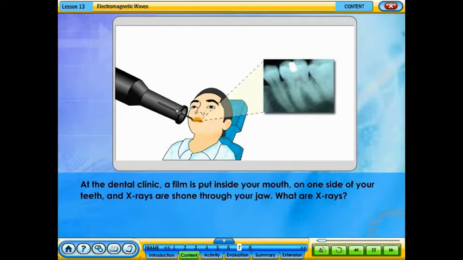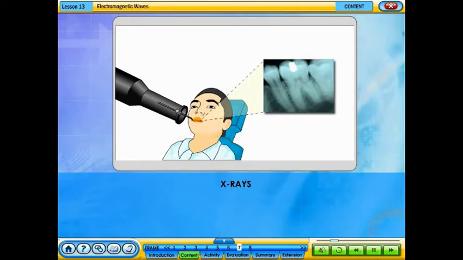A film is put inside your mouth on one side of your teeth, and X-rays are shone through your jaw, just like in this picture. What are X-rays? X-rays are part of the electromagnetic spectrum. X-rays have a wavelength between 10 to the power of -8 to 10 to the power of -11 meters, and frequencies between 10 to the power of 17 to 10 to the power of 20 hertz.